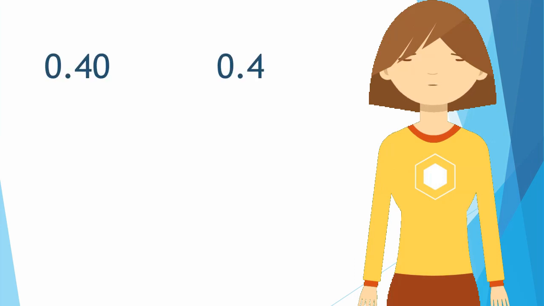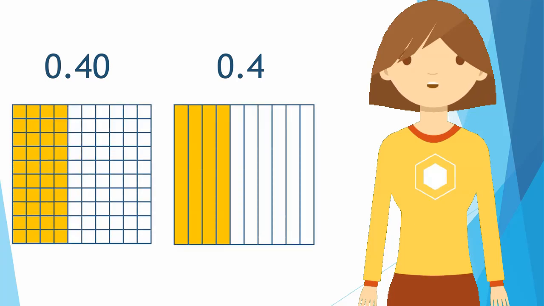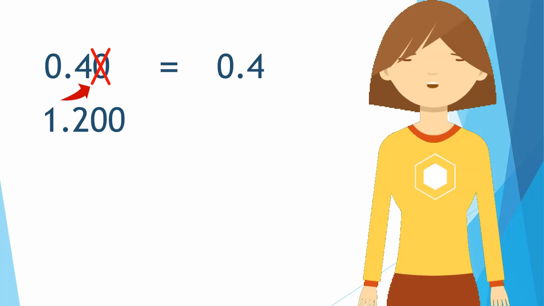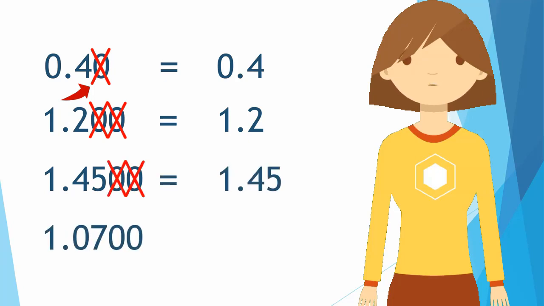How about this? Which number is bigger? Yes, that's correct, we color 40 out of 100 equal parts and 4 out of 10 equal parts to show both are equal. Remember, trailing zeros after the decimal point have no value and can be ignored. That is, 1.200 is the same as 1.2. 1.4500 is the same as 1.45. And 1.0700 is the same as 1.07.